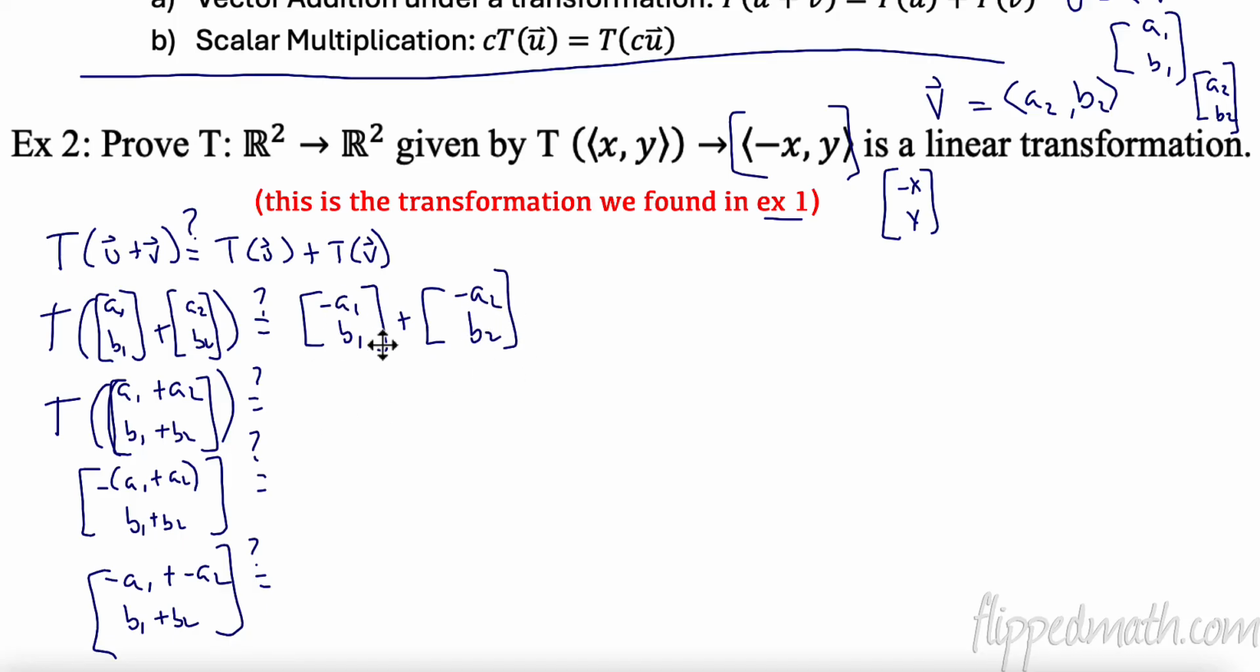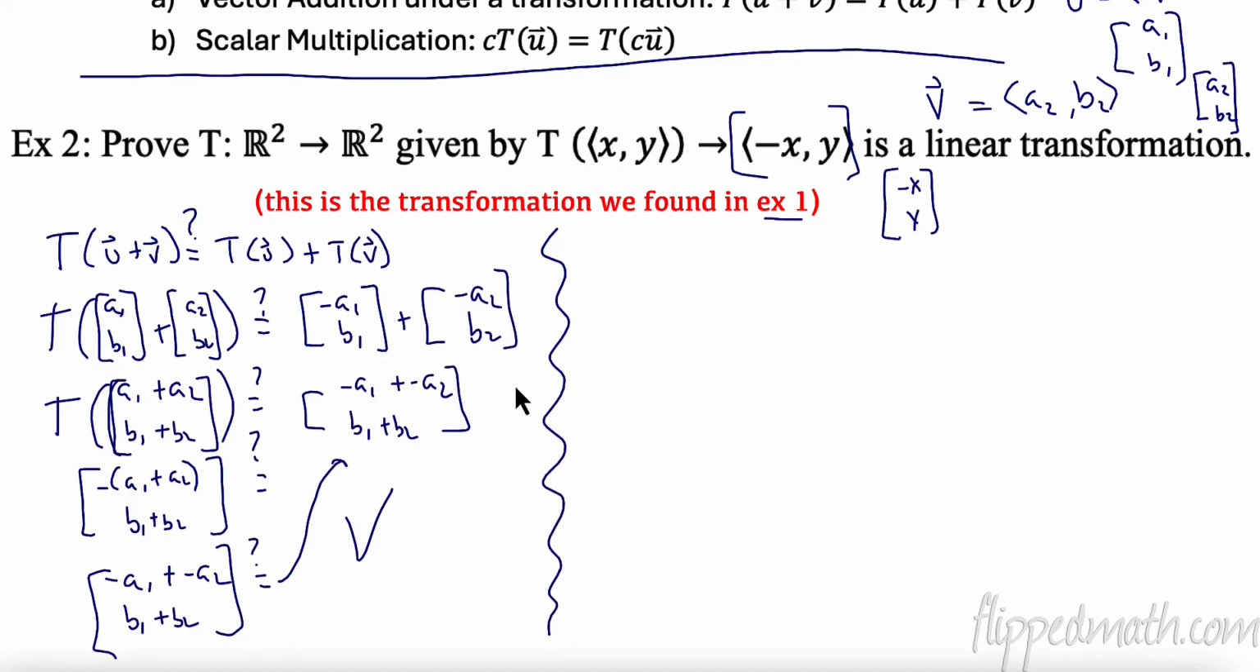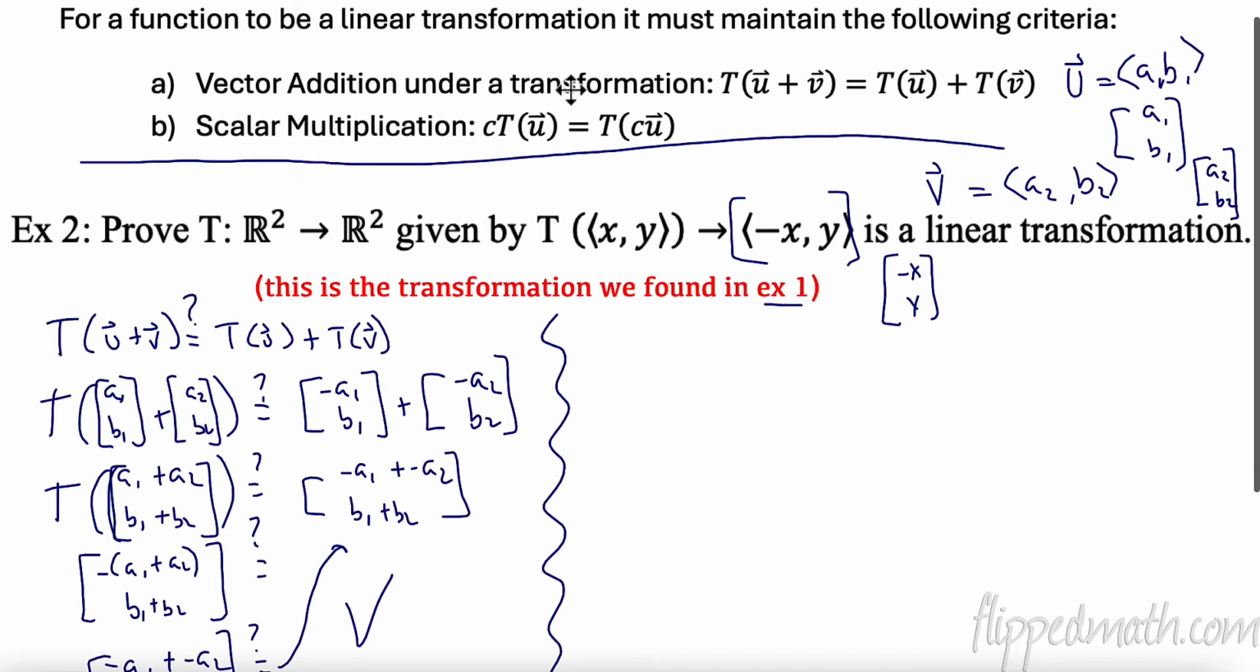Now let's see, do those equal each other? Negative a1 plus negative a2, when I add those together, I get that. And b1 plus b2, I get this. And woo, look at that. They do equal each other, so that part is good. Way to go. So that satisfies vector addition under the transformation. It holds, it's maintained.